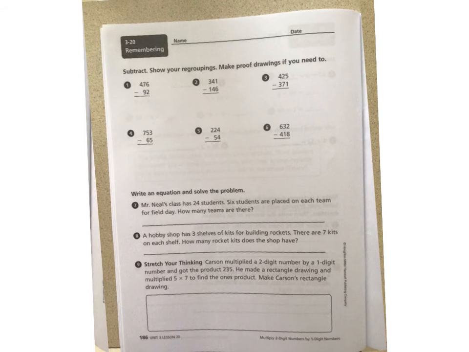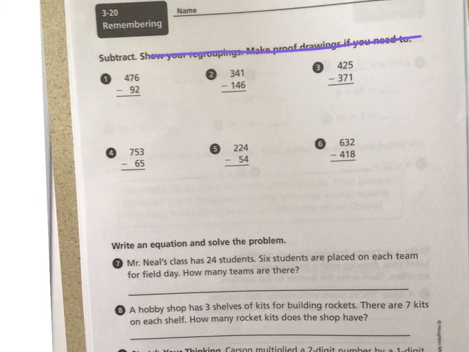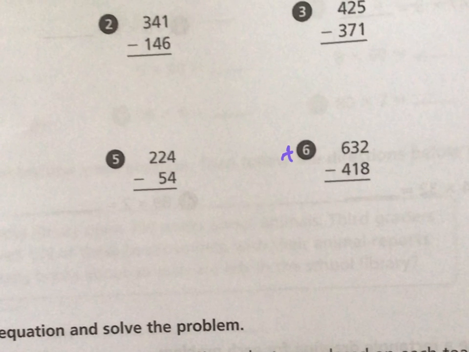All right, we are continuing on the back side, and this is our remembering side. Okay, we do not need to do any of the drawings. And so we can cross that out, and we are just going to subtract, okay? All right, just zoom in here. And remember, if it's bigger on the bottom, you need to borrow. Okay, so Mrs. Huggins is going to pick number 6 to do with you, okay? So I'm going to zoom in a little bit on that one.